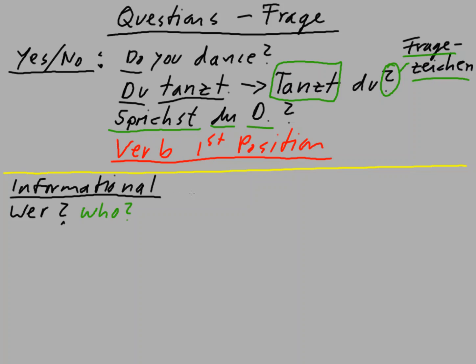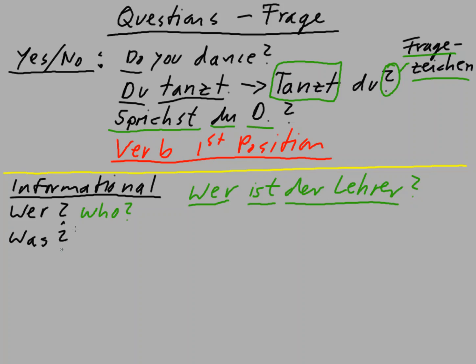So we might want to ask, wer ist der Lehrer? Who is the teacher? So our question word, verb second position, and then all the other stuff. Wer ist der Lehrer? Okay, so let's move on to was. That would be what. Was. Was magst du? What do you like? Okay, was.